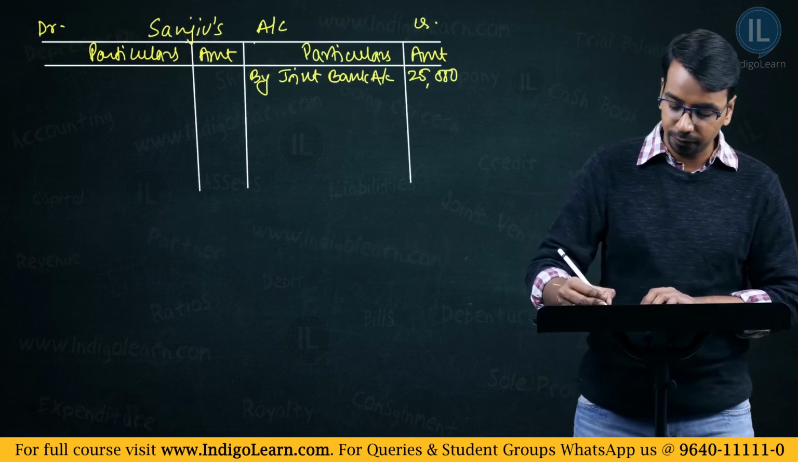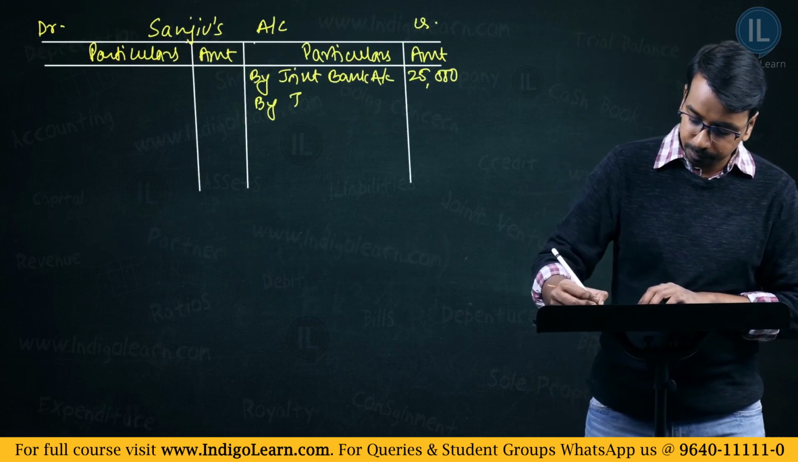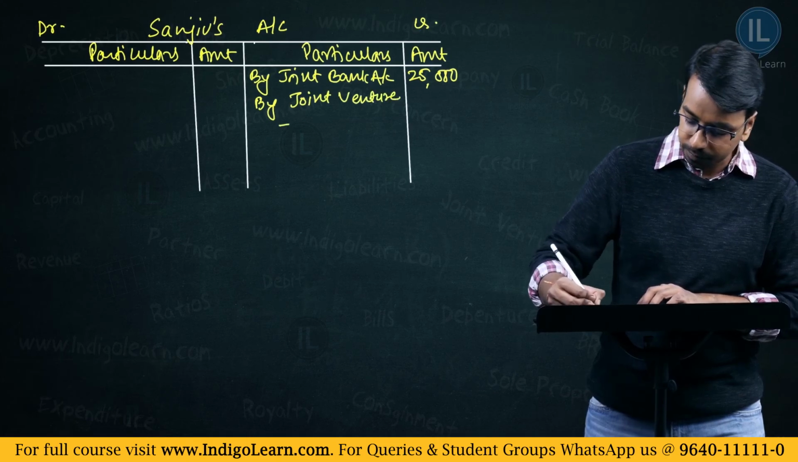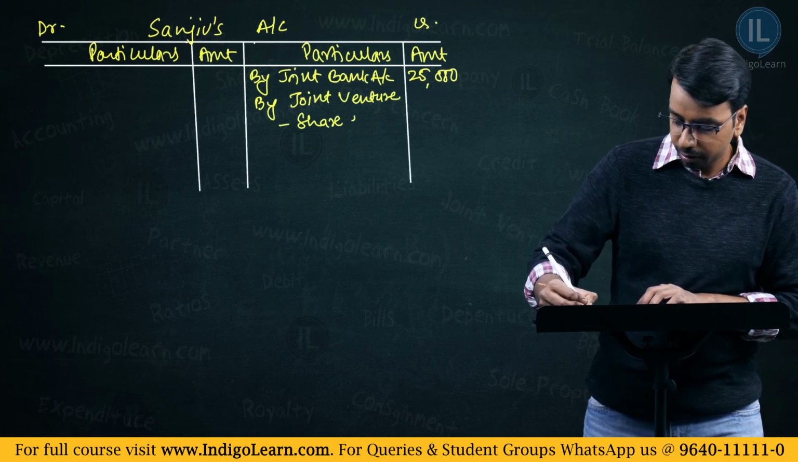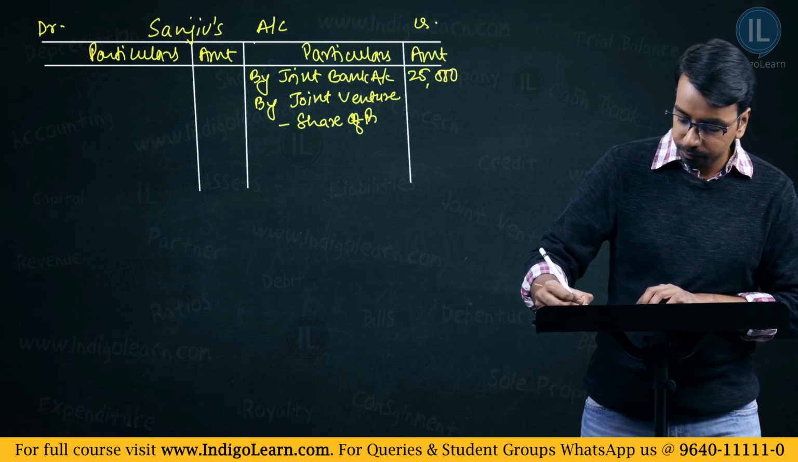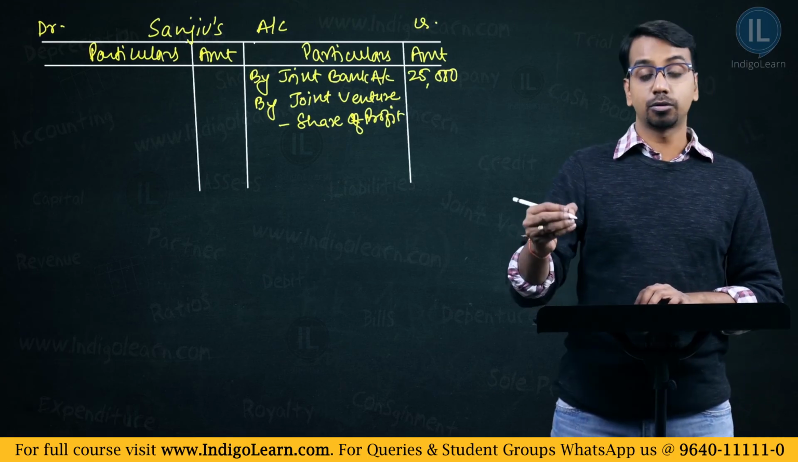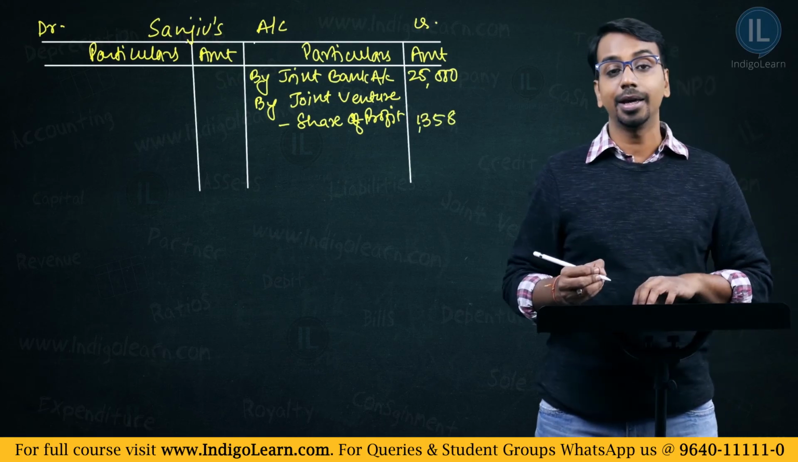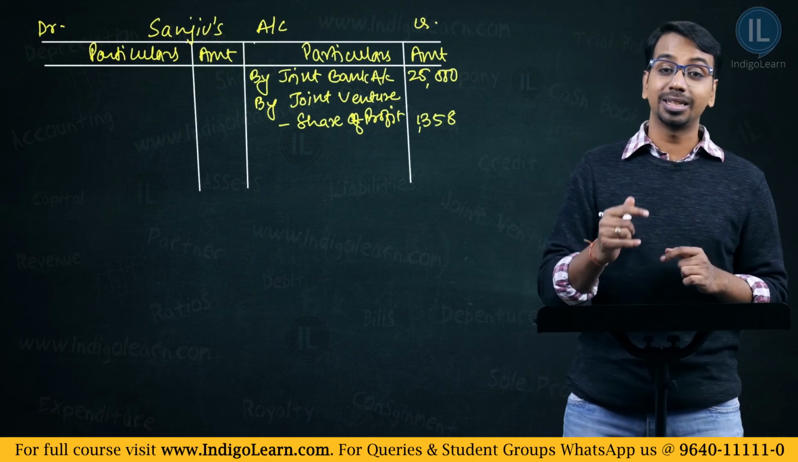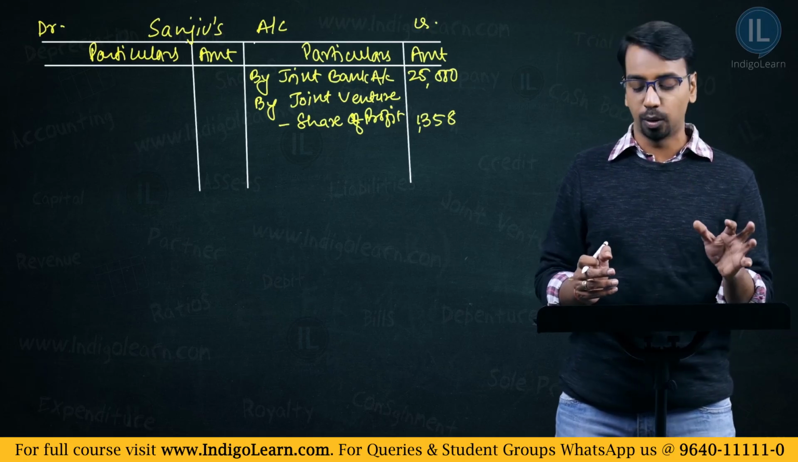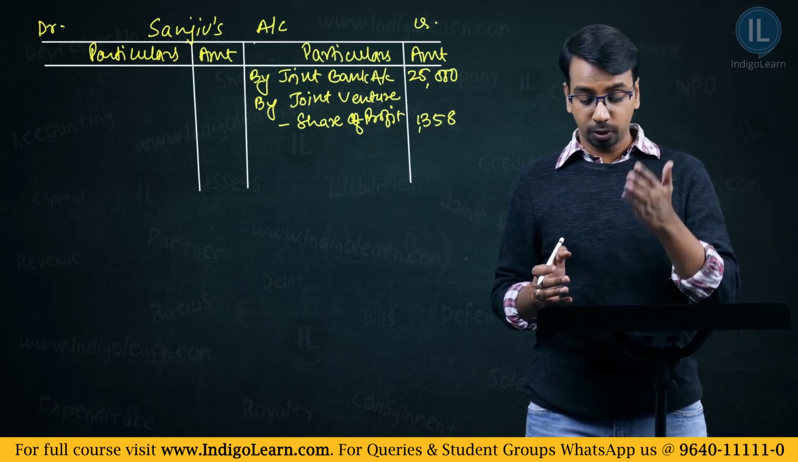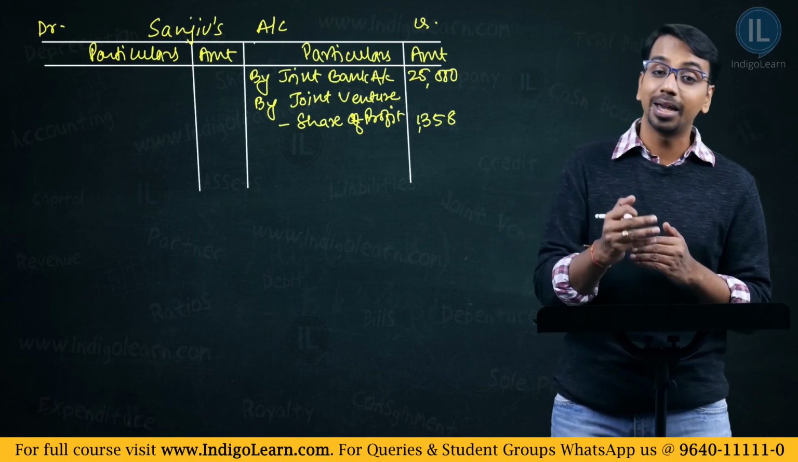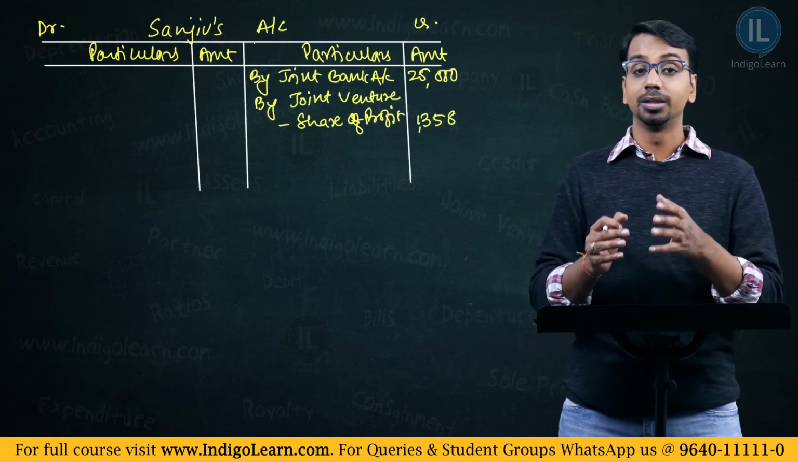And how much goes to Sanjeev? By joint venture share of profit. How much goes to Sanjeev? 1358. After this, we can close this co-venturers account. Now, if you look at Sanjeev's account, there are 2 credit items, 25,000 and 1358, which has to be repaid back or which is repayable to Sanjeev.